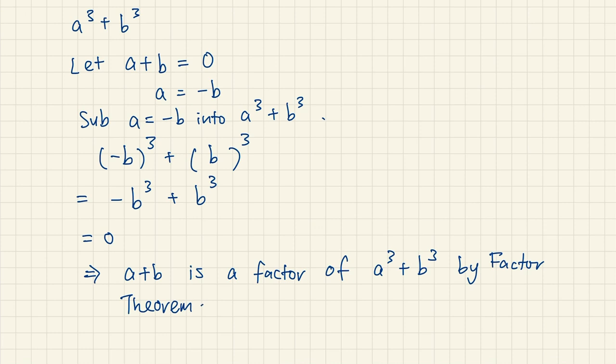So we already got a plus b as one of the factors, but we still need the rest of it. To push out the other factor, I'm going to use long division. First I'm going to set up the long division. Here I have a³, and then the other end b³. Why am I putting such a big gap in between? Because there are actually some in-between terms.